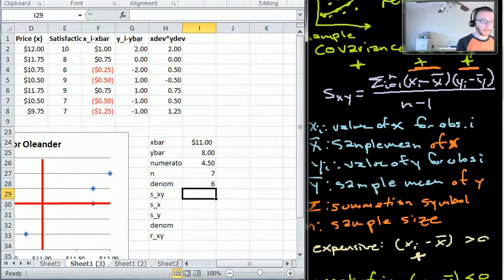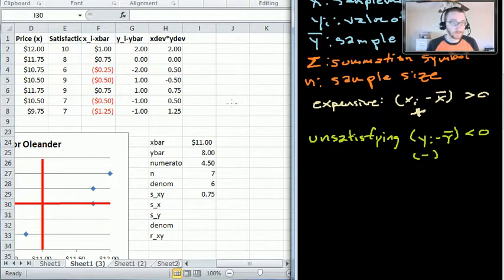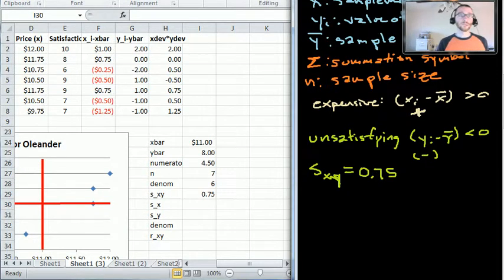There we go. And now, to finish the formula, I take my numerator, divide by my denominator, and 0.75 is my sample covariance for this. So here we go: S sub xy equals 0.75. Now, is that a large sample covariance or a small sample covariance?